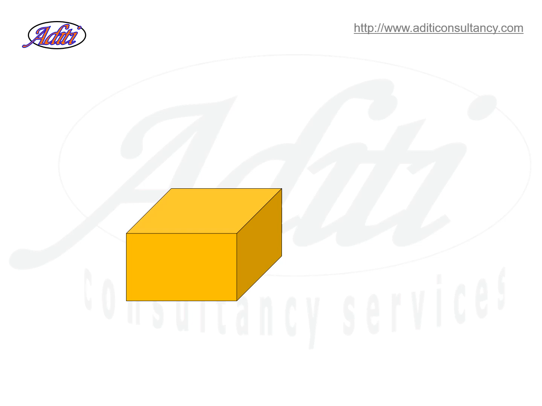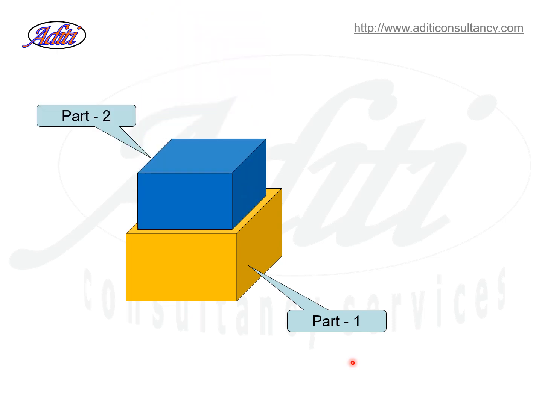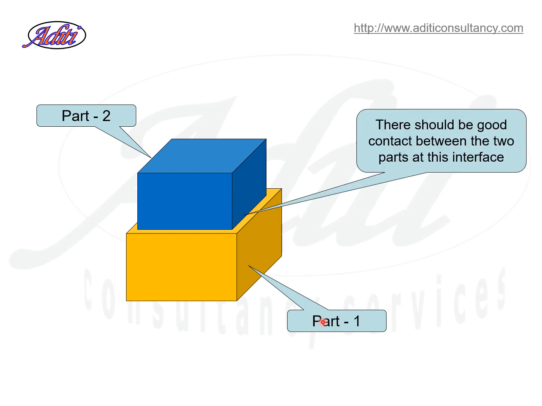Let us try to go through all the 14 geometrical tolerances to understand their meaning in a simple way. Let us try to understand what is the meaning of flatness of a planar surface. Now let me take an application as far as assembly is concerned. There are two parts assembled like this. Part 2 will sit over part 1 and there should be good contact between the two parts at this interface.